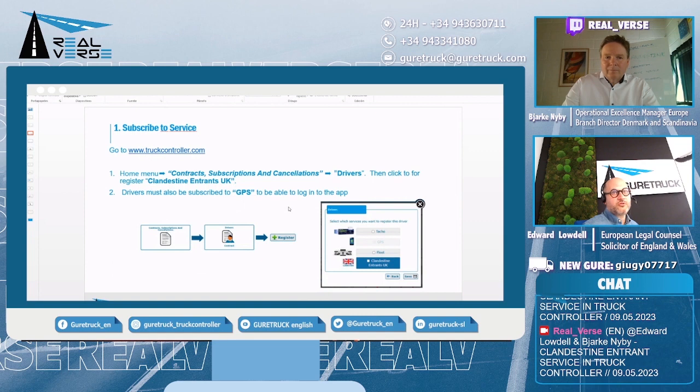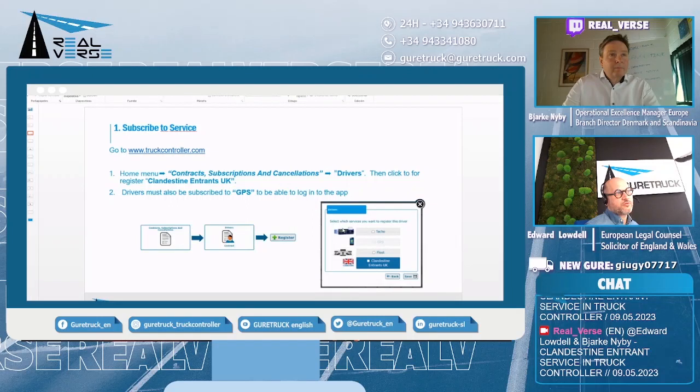Okay, so moving on to our first topic, subscription to the service. How do we subscribe to the clandestine offering in Truck Controller? The first step is to go to the Truck Controller portal, www.truckcontroller.com. From the home menu, we have to click on contract subscriptions and cancellations. Once we click here, we click on drivers, and then you find the driver that you would like to subscribe to the service in the list of drivers, and on the right hand side of the screen you click on the green plus, the register, and once you click on this button you should see this window for the driver.